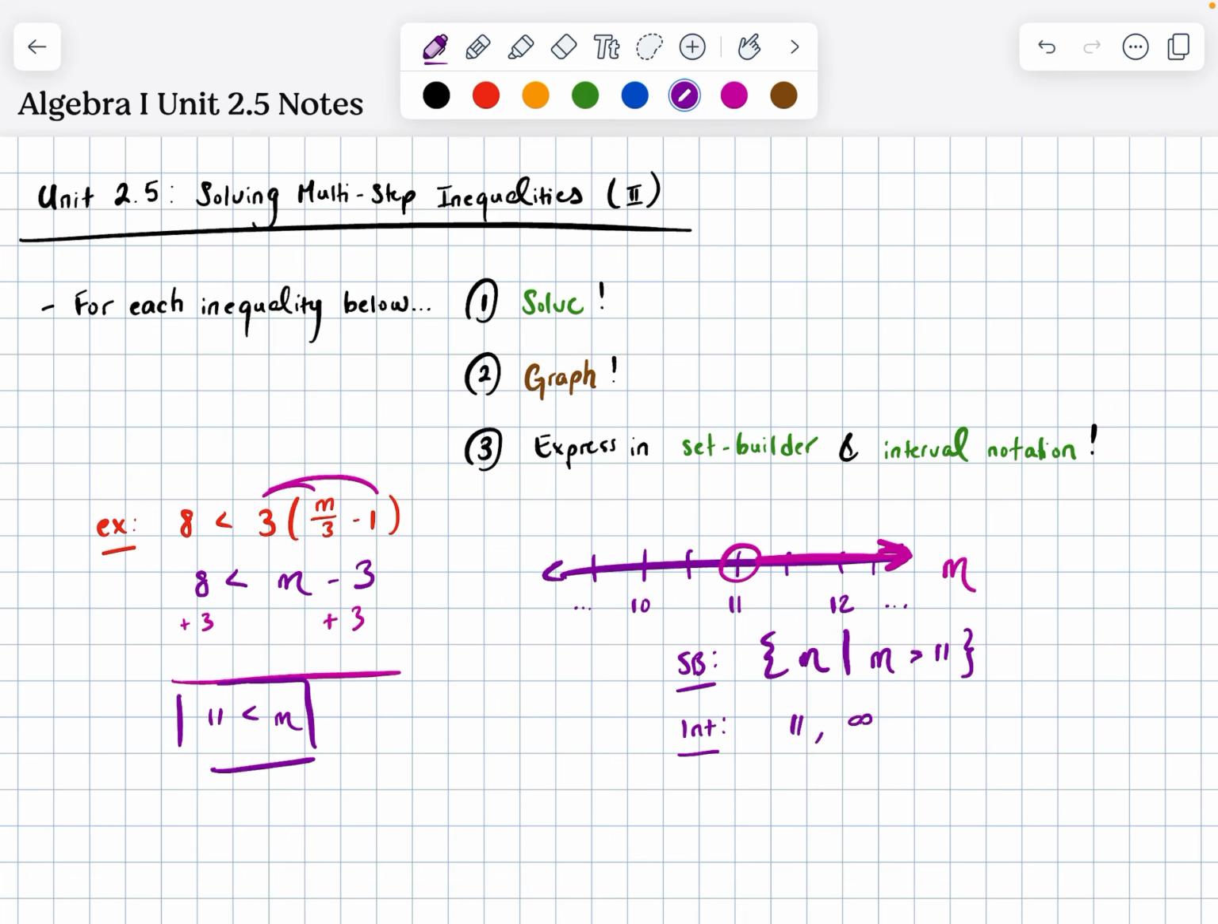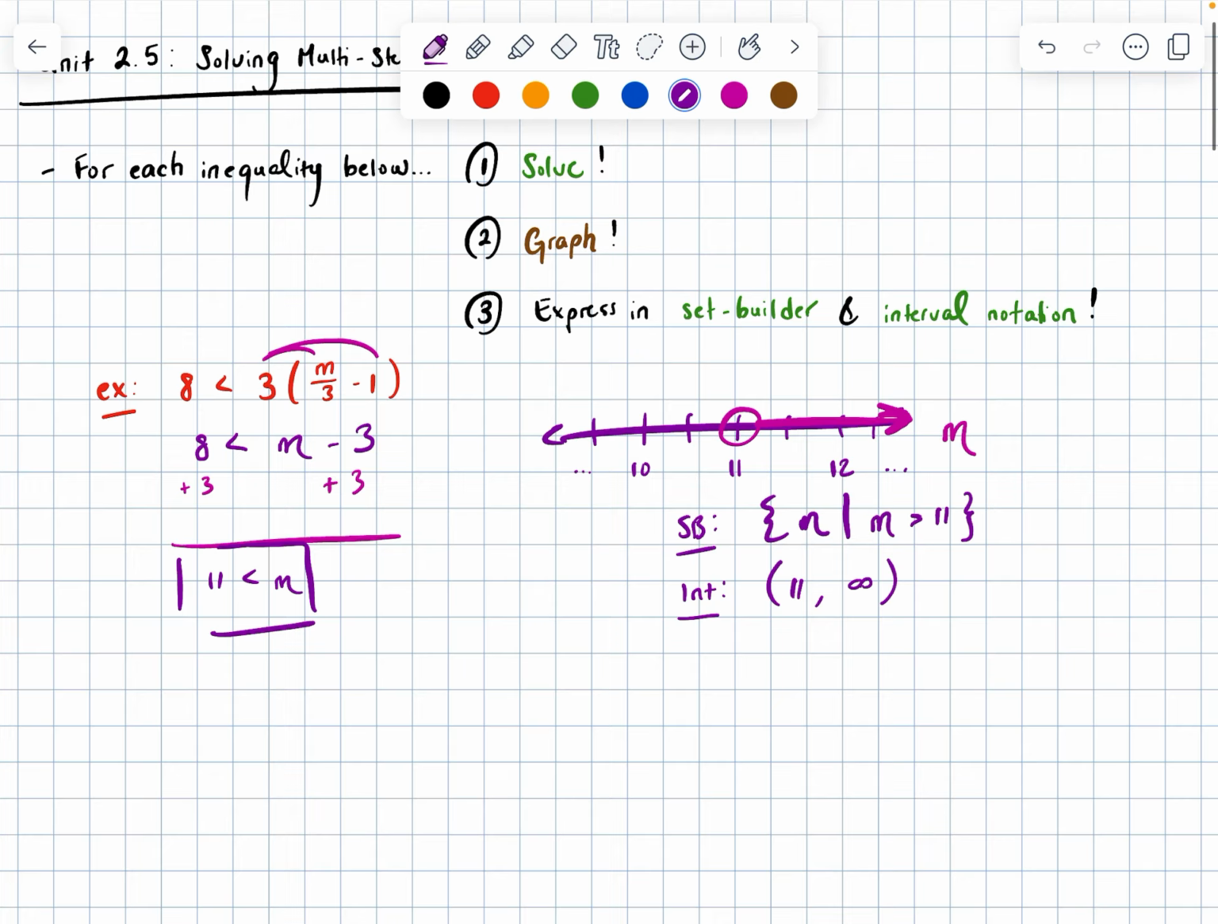I go off to infinity on the right. Infinity is never included. It gets a parenthesis. 11 has an open circle around it. It gets a parenthesis. Very nice.